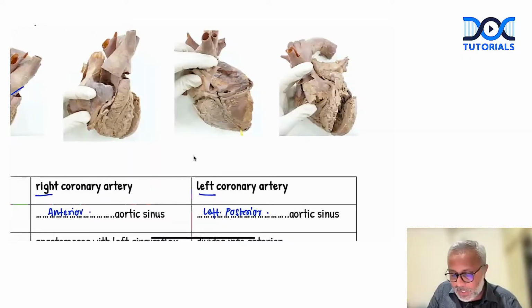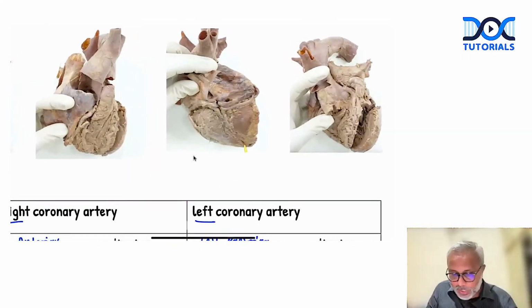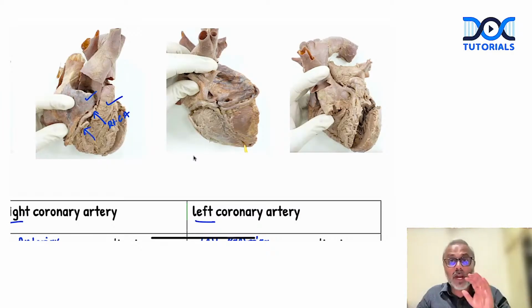So what we have here are two diagrams showing the course of the right and the left coronary artery. Here we have the right coronary artery passing between the pulmonary trunk and the right auricle, then traversing the right part of atrioventricular groove. And if we see the posterior surface, we can see the trunk of the right coronary artery trying to anastomose with the left circumflex artery at the crux of the heart.